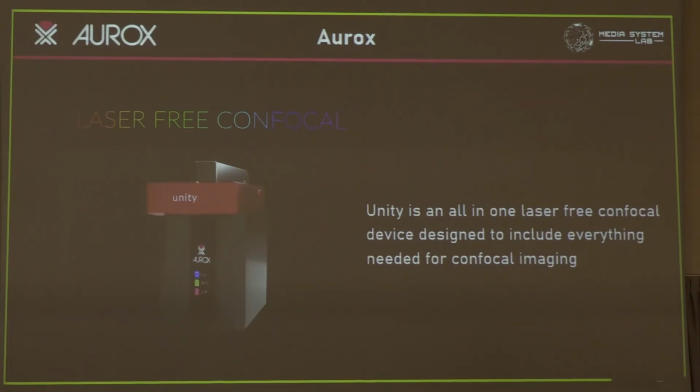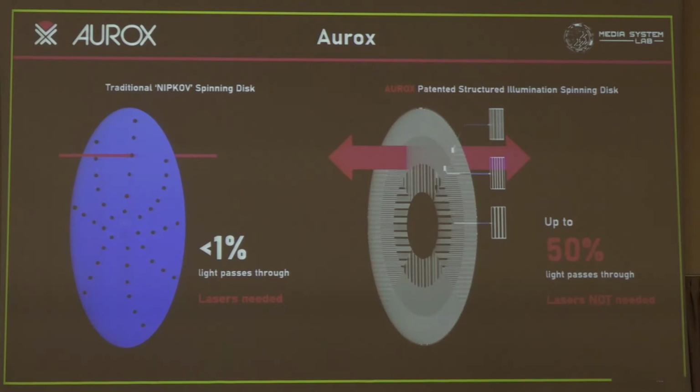So perfect, again, for live cell imaging. As I said, it's a laser-free confocal microscope, so let's see how it is possible that a confocal microscope is not using lasers. Orox patented a very particular spinning disc. Instead of having the classic pinhole distribution in spiral, it is replacing the pinholes with a grid scan, with a grid pattern, so a rectangular slot.